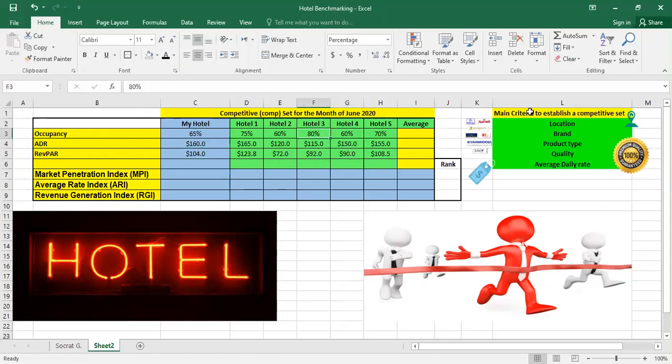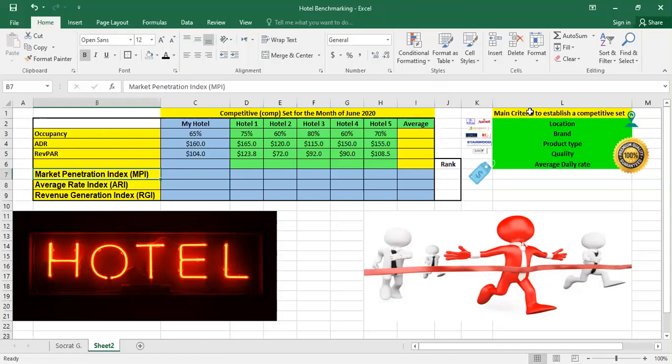Also, we collected information about several hotels that are part of our competitive set. For example, Hotel 2 has 60% occupancy, $120 ADR, and RevPAR 72. In order to compare ourselves and the performance of our hotel, we have three main KPIs. The first one is called Market Penetration Index. It's also known as the Occupancy Index, and it compares our occupancy to the average occupancy of the market.